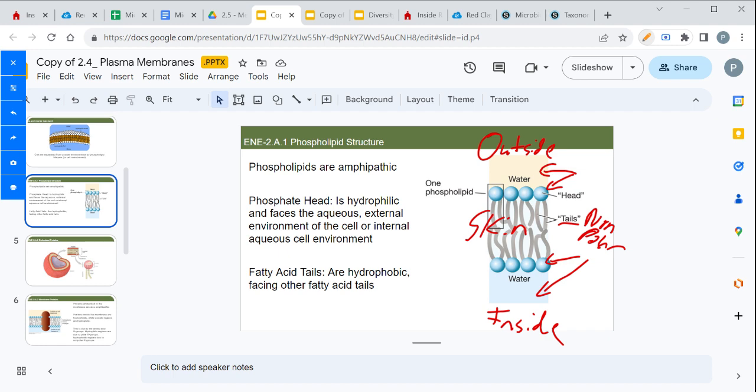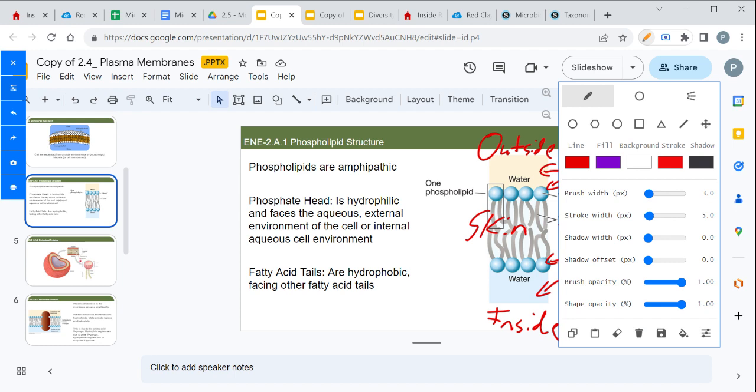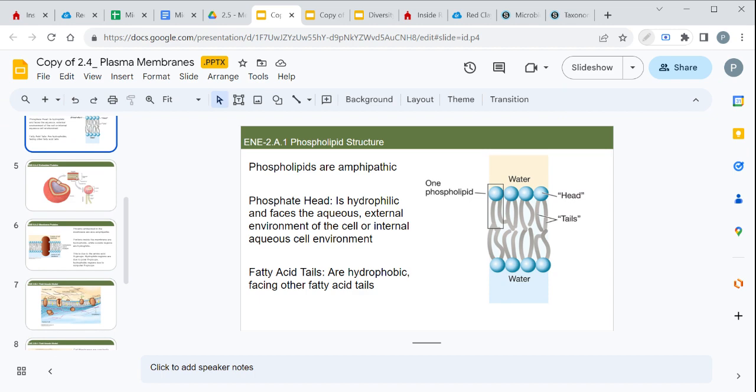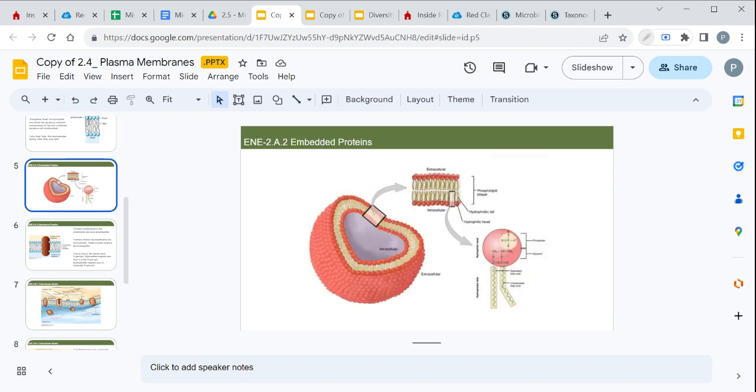What's really neat about these phospholipids is that, well, wait a second, can it actually make other shapes aside from the bilayer? And it can. There's other shapes that are out there, but the one that we really focus on are these cell membranes. Now, this is an image showing you what this ends up looking like.